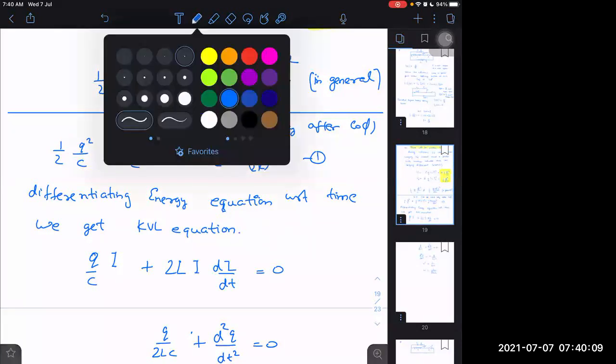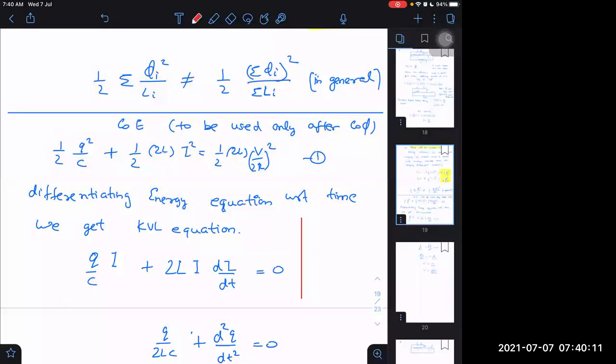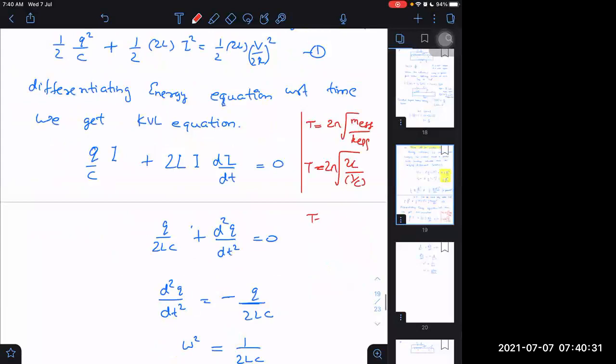Oh, I could have done that because in our SHM we always do it like that. We just write 2 pi into root of m equivalent upon k effective. So what is it finally? 2 pi into root of m equivalent, which is 2L, upon k effective, which is equal to 1 by C. Then finally the time period becomes 2 pi root of 2LC, and omega will be 2 pi by time period, so 1 by root of 2LC. I think from the energy equation also I could have obtained omega.